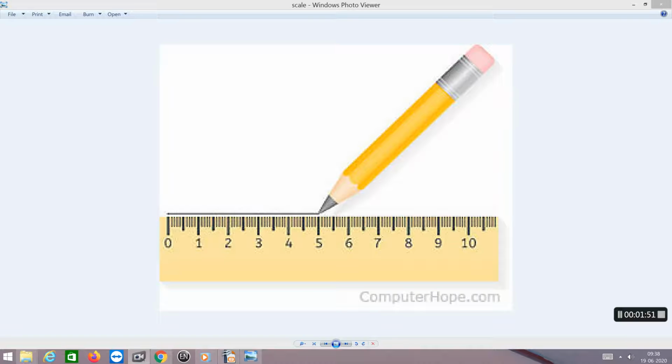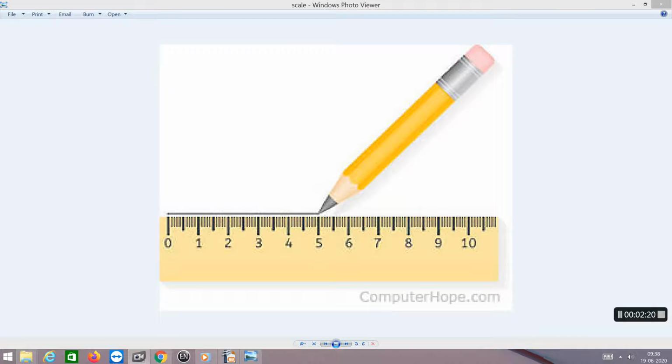So look at the board. This is a scale. It is marked from 0 to 10. And see, this is 1 centimeter, 2 centimeter, 3 centimeter, 4 centimeter, like that. The bigger divisions are called centimeters. And you look at the scale, the 1 centimeter is divided into 10 equal parts. These equal parts are called millimeters.